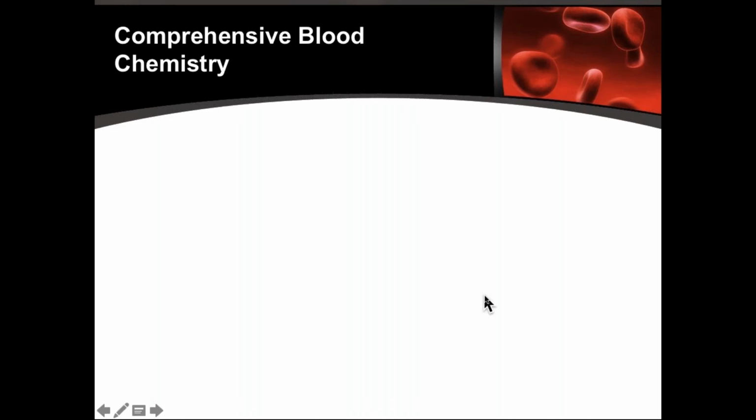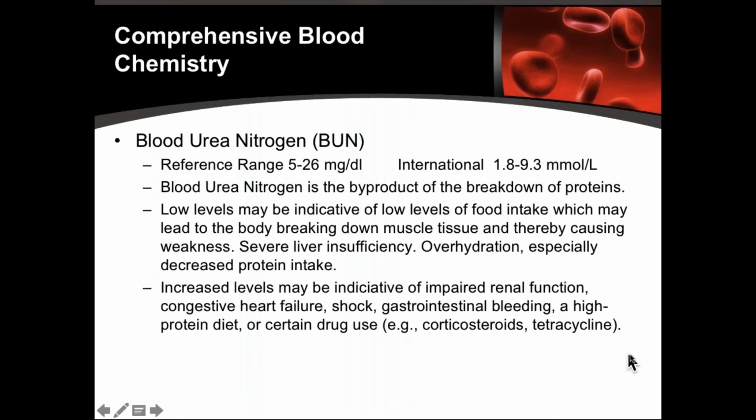All right, let's talk about blood urea nitrogen, aka BUN. So, reference range 5 to 26 milligrams per deciliter, internationally 1.8 to 9.3 millimoles per liter. Your BUN is a byproduct of the breakdown of proteins. Let's be more specific: muscle tissue.